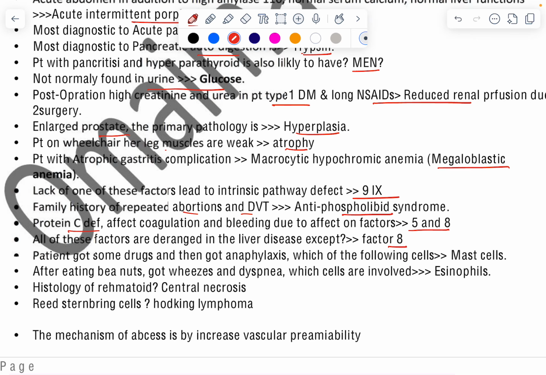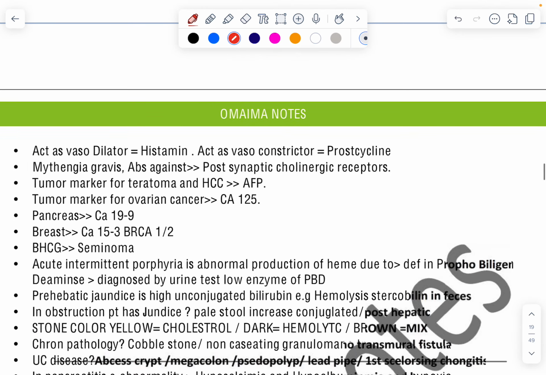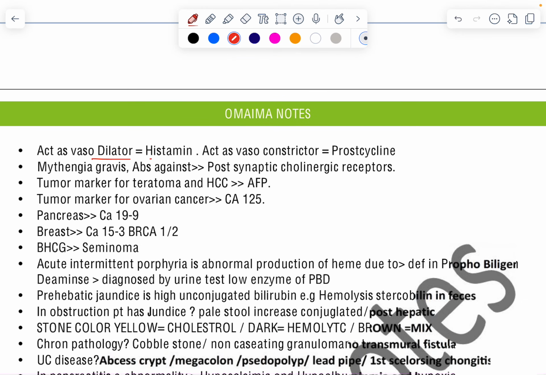Patient got some drugs and got anaphylaxis, mast cells, eating peanuts, eosinophils. Histology of rheumatoid: central necrosis. Mechanism of abscess: increases permeability. Vasodilator is histamine; vasoconstrictor, prostacyclin, serotonin. Myasthenia gravis: antibodies against postsynaptic cholinergic receptors. Tumor marker for teratoma and hepatocellular: alpha fetoprotein. For ovarian it is CA 125, pancreas, breast is CA 15-3, BRCA, seminoma.